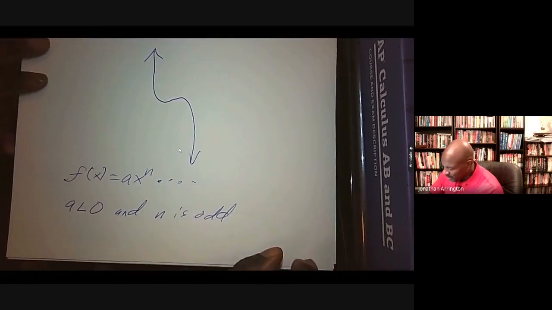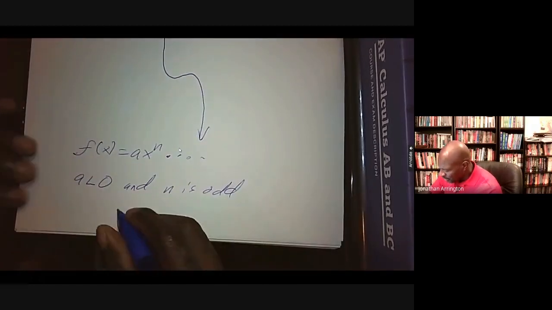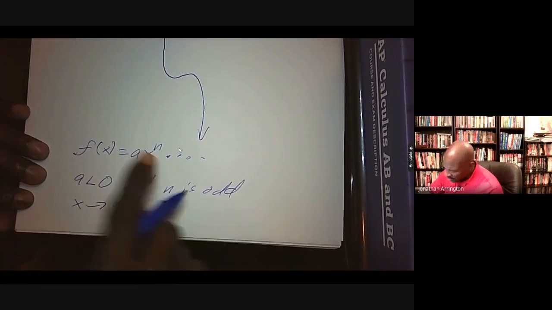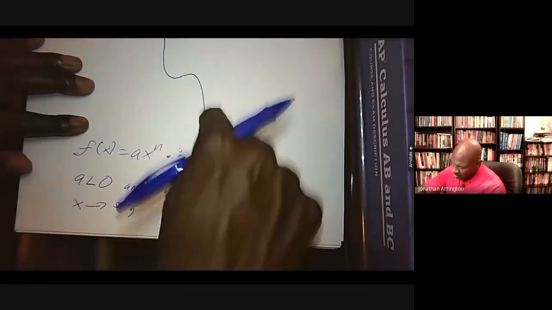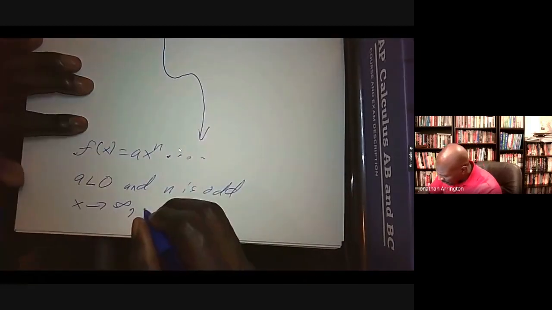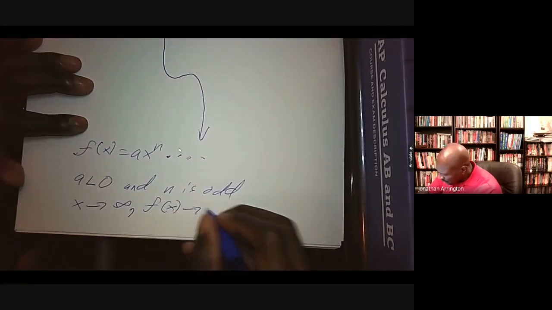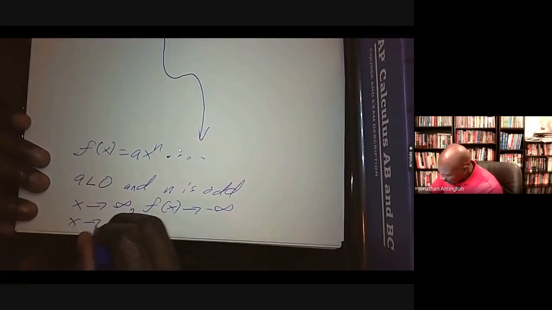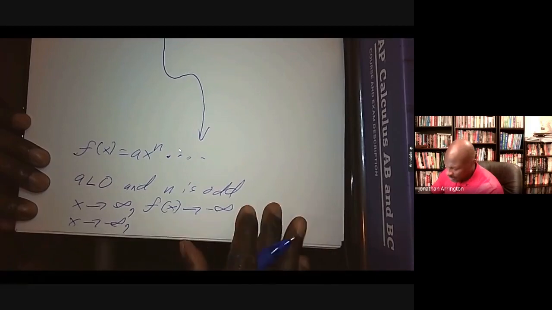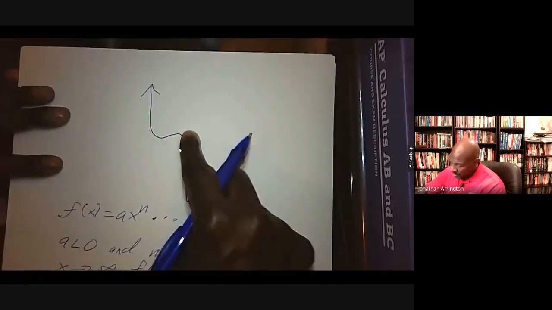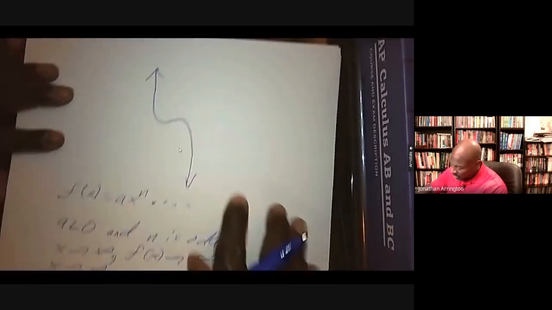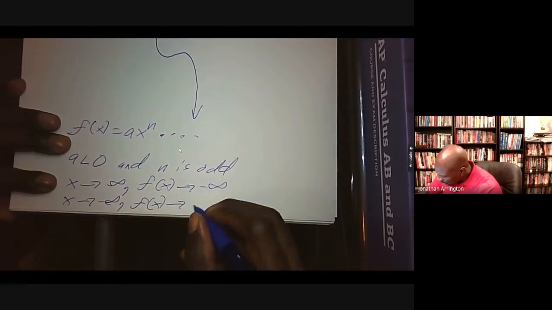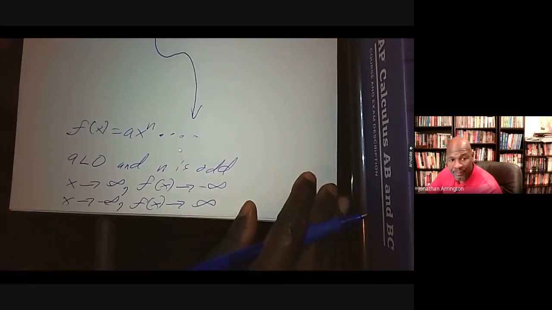And when this is the case, you have the following end behavior. As x goes to infinity, so that's going to the right, notice as I go to the right, the function is going down. So as x goes to infinity, f of x goes to negative infinity. And as x goes to negative infinity, so notice as I'm going to the left, the function is shooting straight up. So f of x is going to positive infinity.